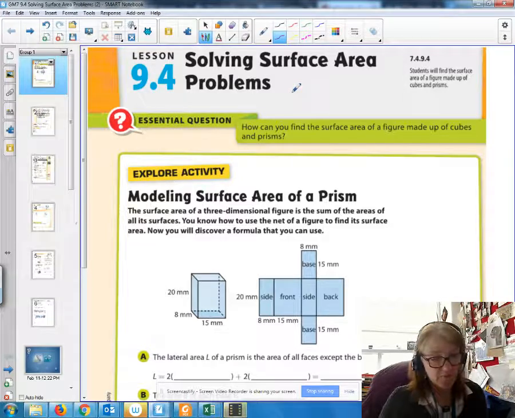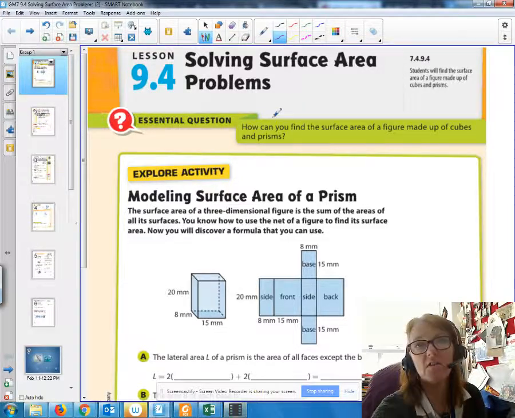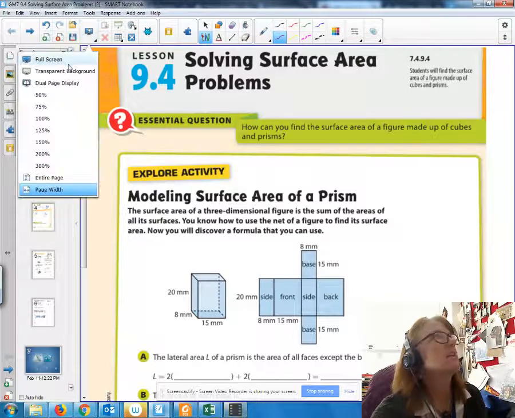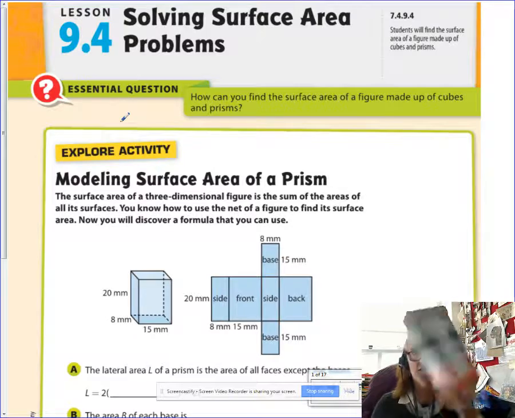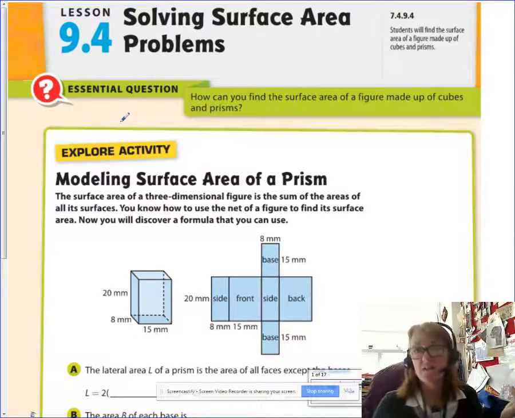All right, here we go. We're going to dive into, now that we've been doing all kinds of different areas, let's talk about surface area. So this is like wrapping a present, and we're going to have various shapes.